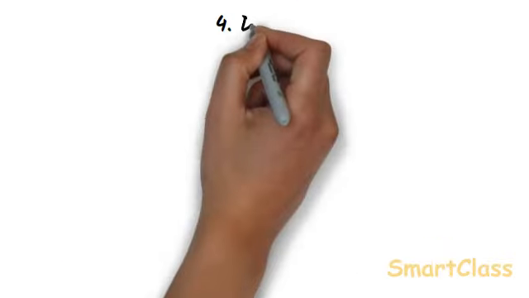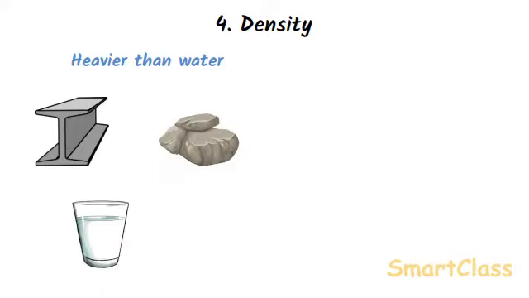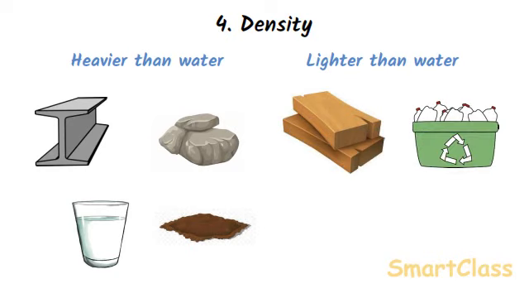Classification of materials on the basis of their heaviness or lightness with respect to water. In science, heaviness or lightness of a material is indicated by the term density. All the materials can be classified into two groups based on their densities. Materials which are heavier than water, or whose density is higher than water, for example, iron, stone, glass, and soil. And materials which are lighter than water, or whose density is lesser than water, for example, wood, plastics, ice, and sawdust.